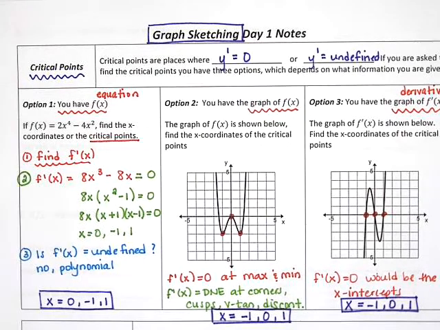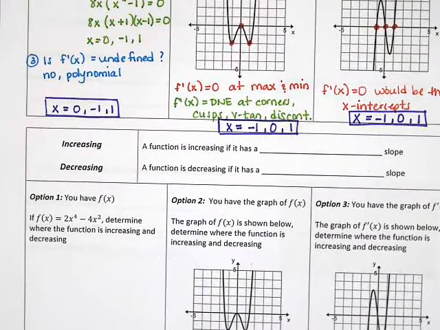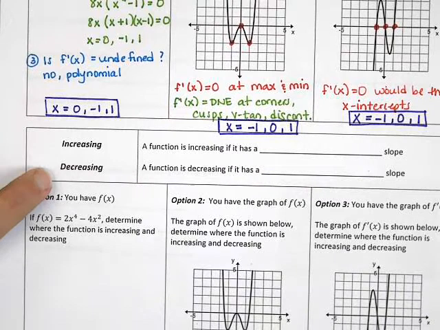So that's our first vocabulary word, critical points, and we learned how to find the critical points whether we were given the original function, the original graph, or the derivative graph. Now let's take a look at our second vocabulary word for the day, increasing and decreasing.